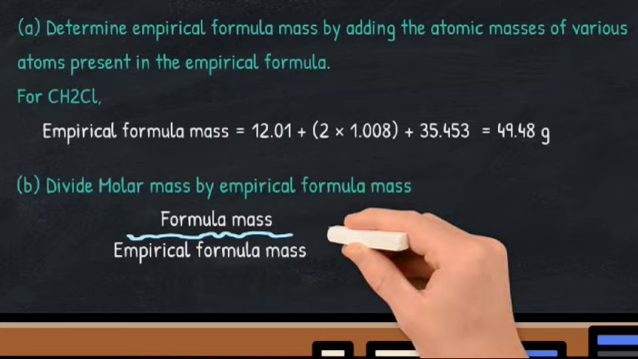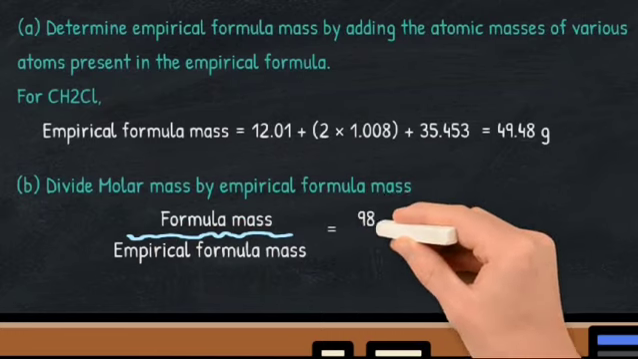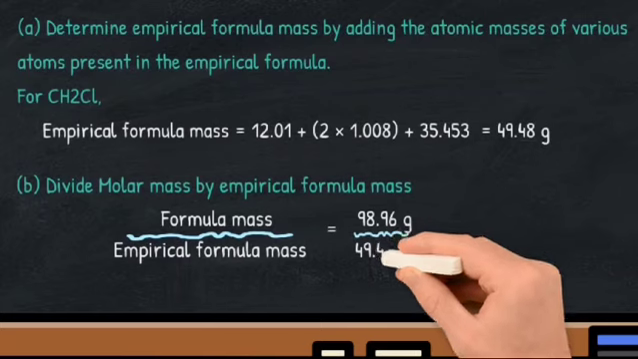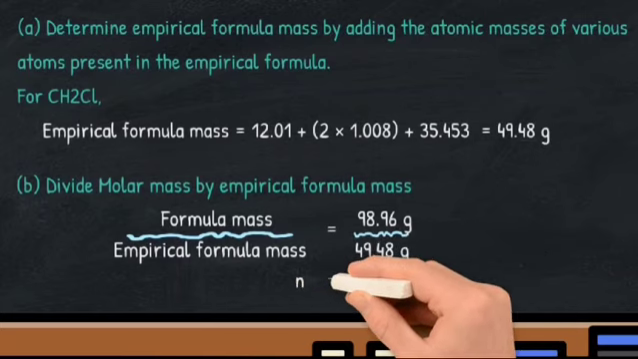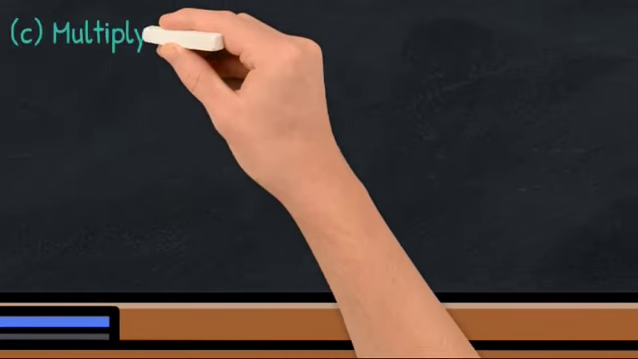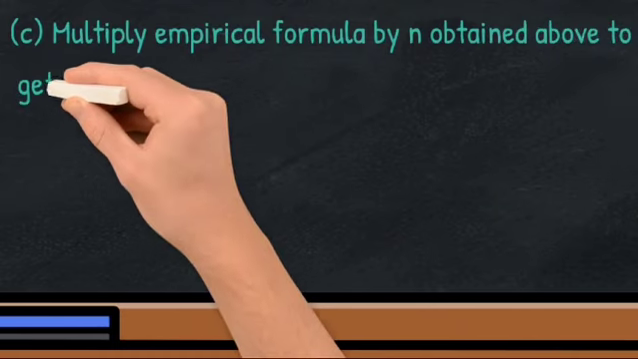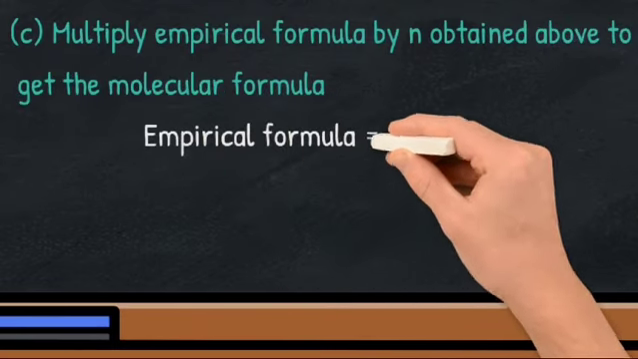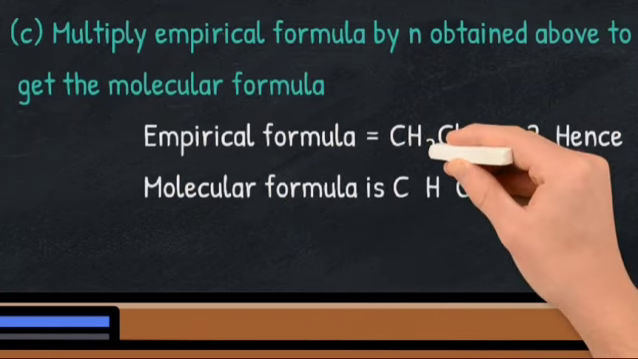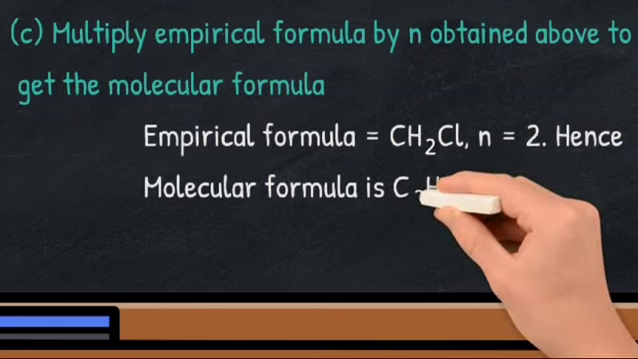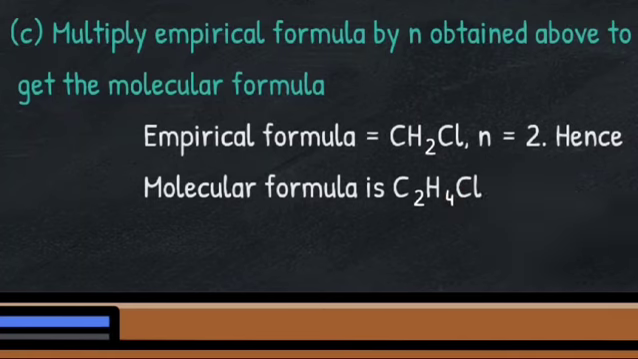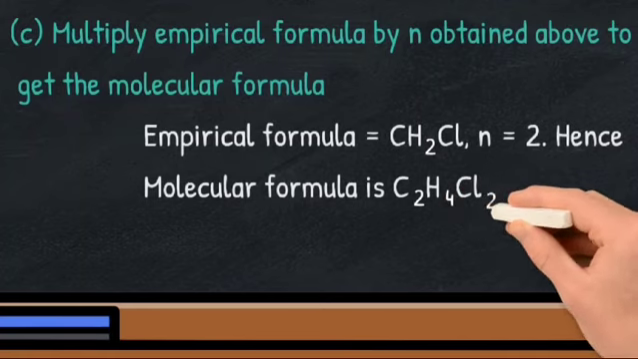The sub-step B is divide molar mass by empirical formula mass. So if we divide formula mass by empirical formula mass, it is 98.96 grams divided by 49.48 grams. We will be getting 2 as the value. Then the third sub-step is multiply empirical formula by n obtained above to get the molecular formula. So we have obtained n is equal to 2. So we will be multiplying the empirical formula, that is CH2Cl, by 2. So we will be getting C2H4Cl2.